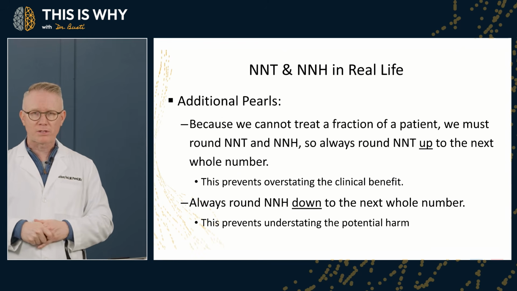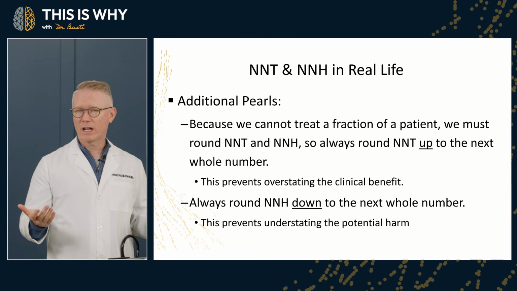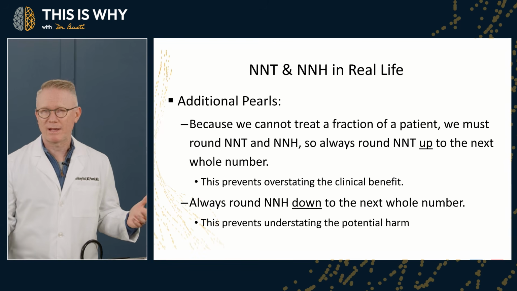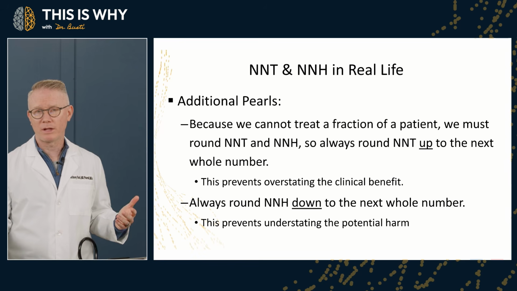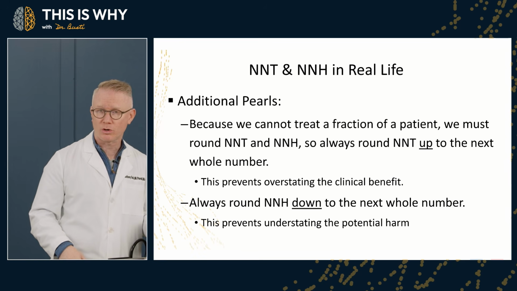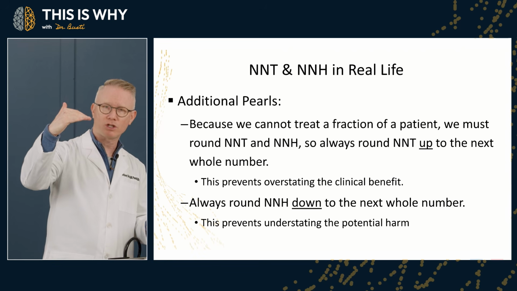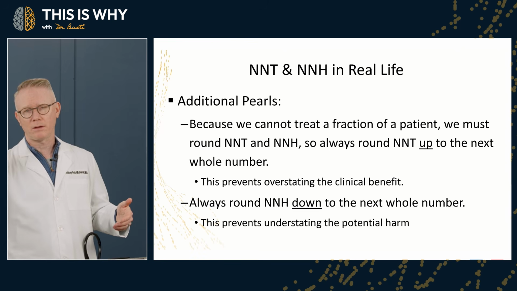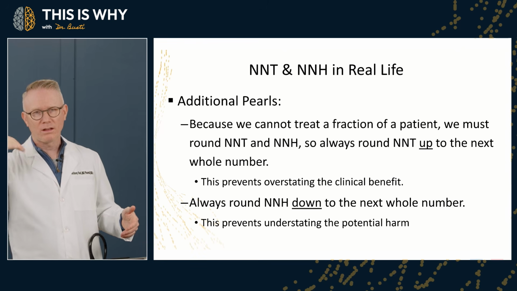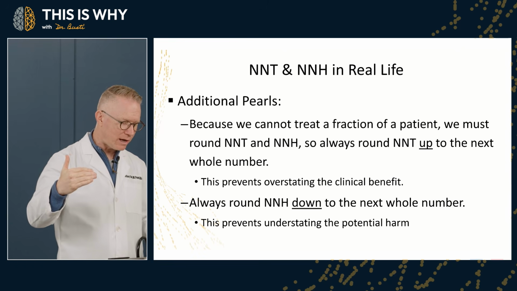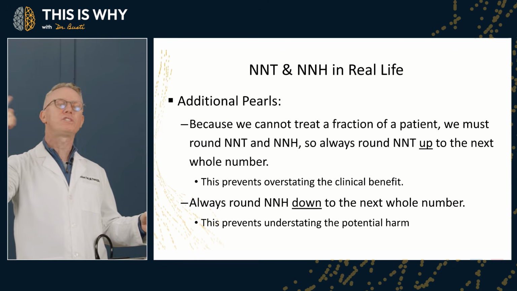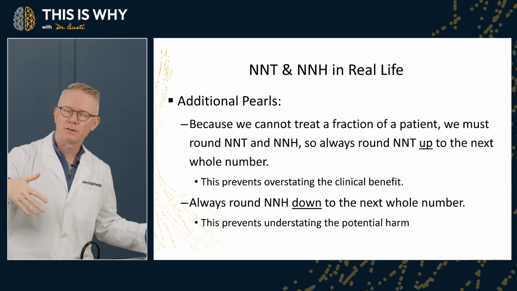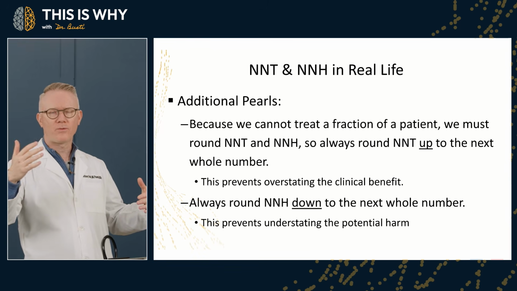Now, there's some additional pearls that I've already kind of alluded to. One is that the number needed to treat, number needed to harm, as a decimal or fraction, makes no sense. So what do we typically do? Well, if you have a number needed to treat, we go up to the next whole number, no matter what the decimal is. It's not 0.5 or greater, just 0.1. Just err on the side of overestimating; this helps prevent you from overstating the benefits, because you have to treat more people. It sounds not as good, right? So you're erring on the side of that.